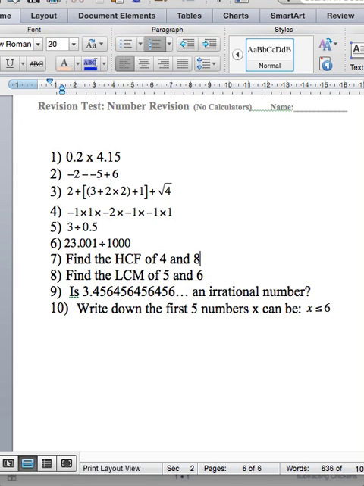Hi, this session we'll just do some practice test questions. I first want you to start off by doing the following 10 questions. So the first one, 0.2 times 4.15. And hopefully you can do them all because they are basically test questions. So do them first.